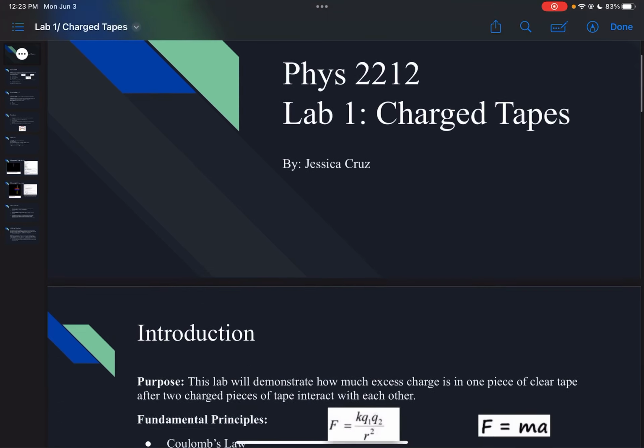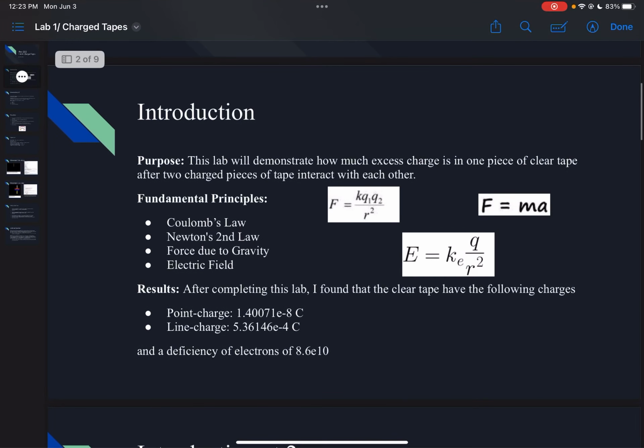Alright, let's get started. Introduction. This lab will demonstrate how much excess charge is in one piece of clear tape after two charged pieces of tape interact with each other.